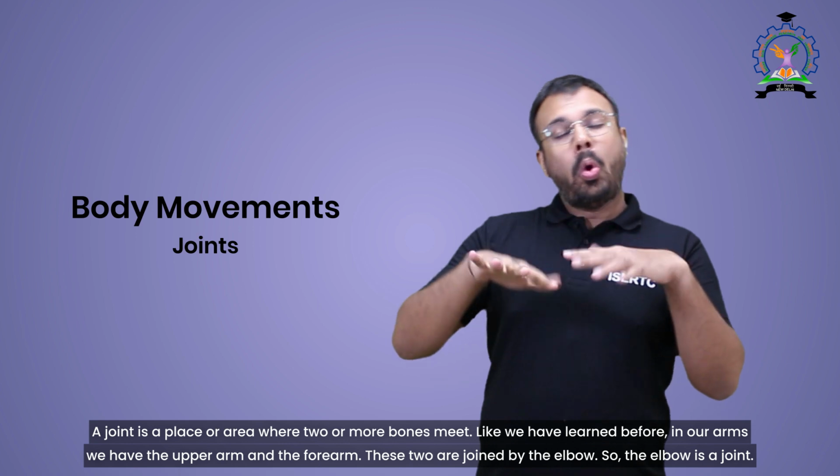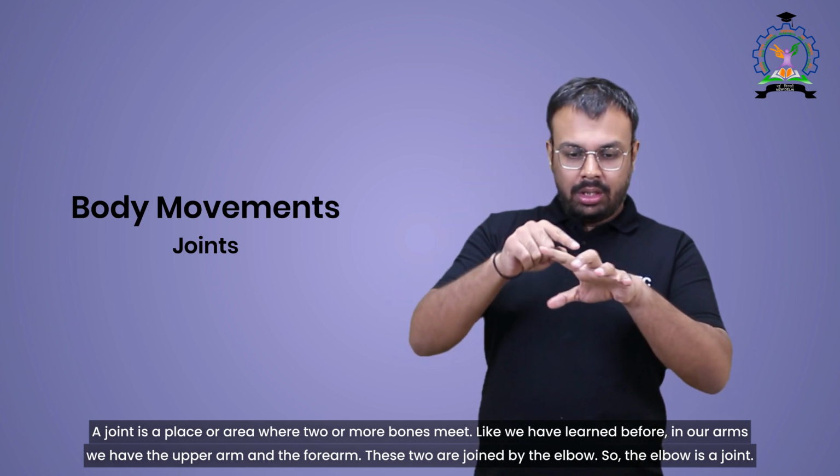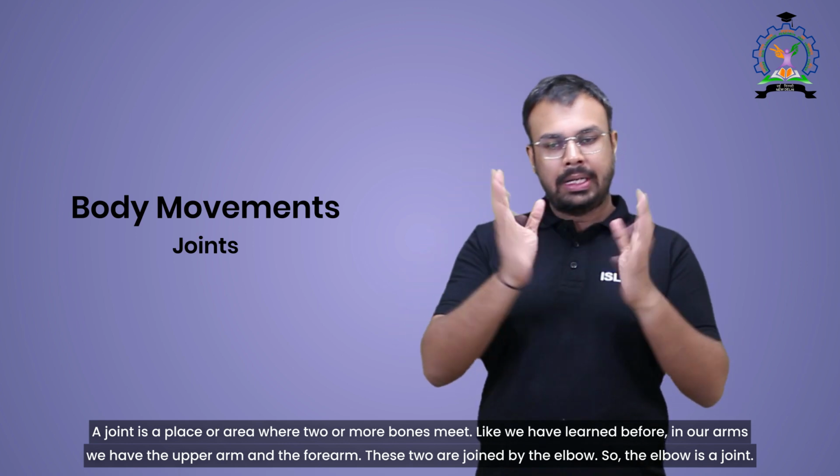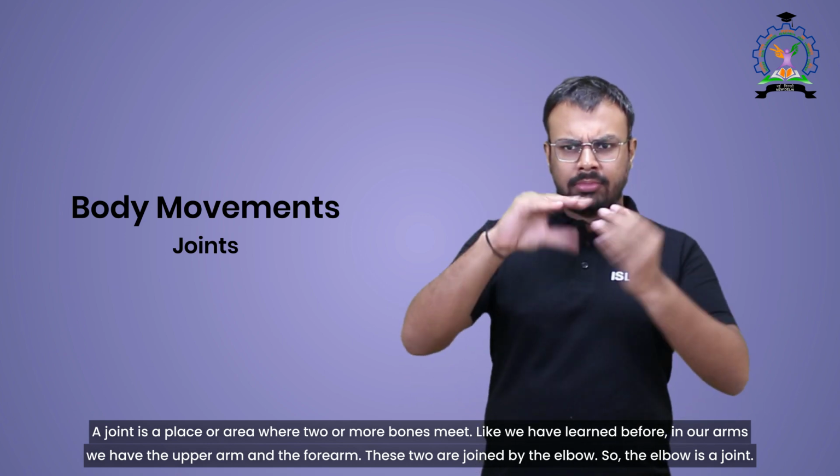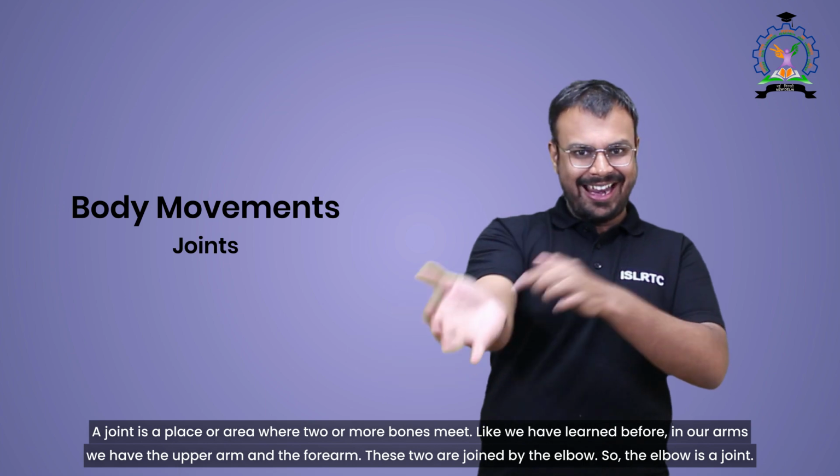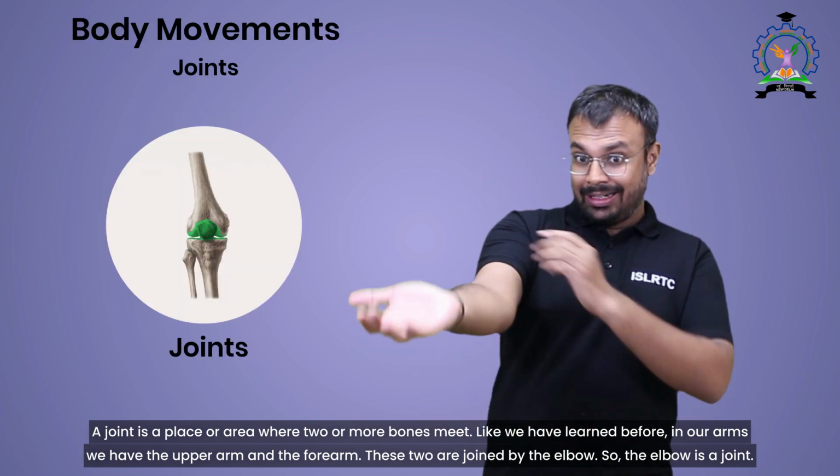Like we have learned before, in our arms we have the upper arm and the forearm. These two are joined by the elbow. So, the elbow is a joint.